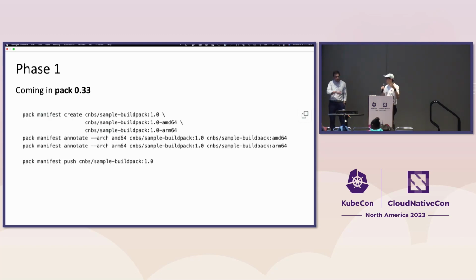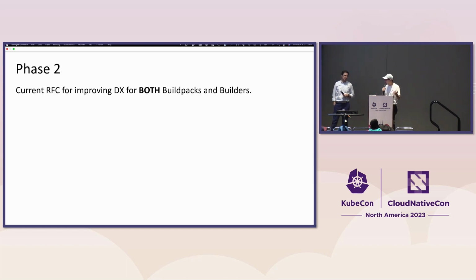And so in the next release of Pack, we're going to have these commands, so you don't have to go out to your Podman or Docker to do this. You can just use Pack to create the manifest, annotate it with the architectures that you need, in this case AMD64 and ARM64, point to the images that it needs to point to, and then push this image to the registry so you can actually use it. This is a bunch of work, and we're not exactly happy with this, but it at least gets you going and off the ground.